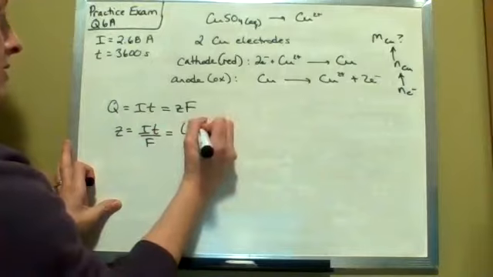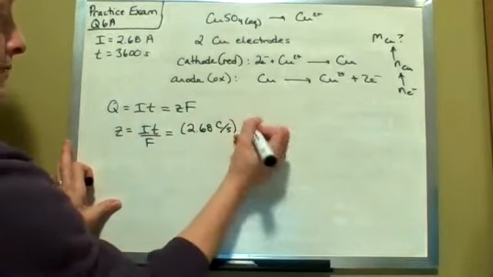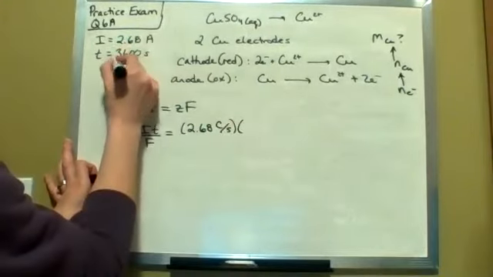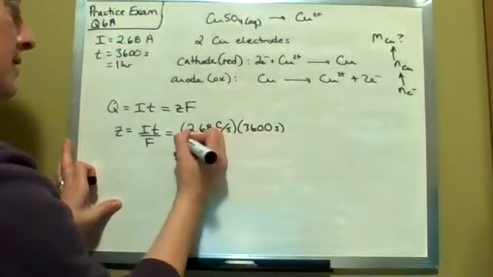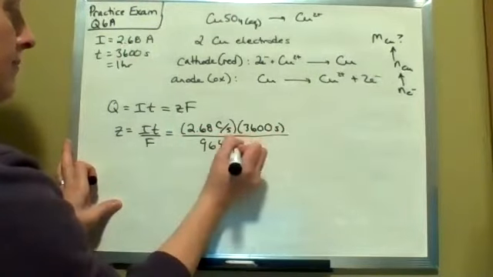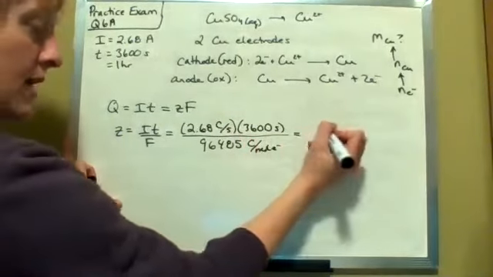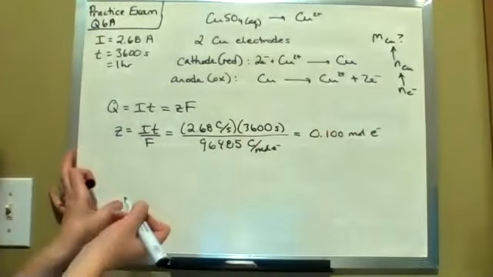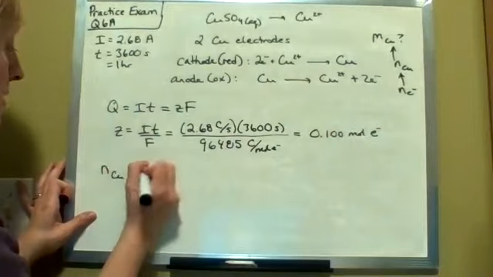So our current is 2.68 amps, which is a coulomb per second. Time, you have to switch into seconds. Oh, and I already did that for you. It actually told you 1 hour, right? So 3,600 seconds over Faraday's constant, which is in coulombs per mole of electrons. So you end up with 0.1 moles of electrons.